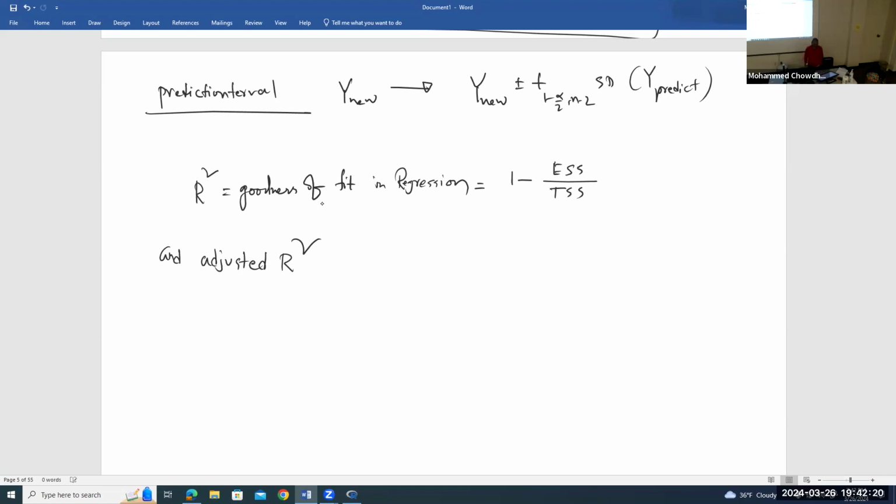Mathematically, it should be 1 minus the sum of (yi minus yi hat) squared. This is the error sum of squares or residual sum of squares, and this is the total sum of squares, the sum of (yi minus y bar) squared. Okay.